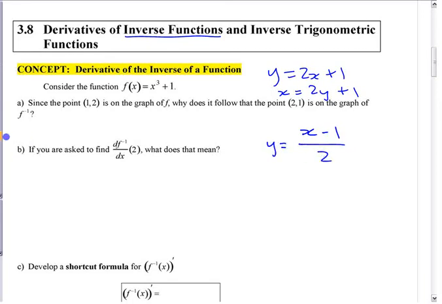This one says take a number, multiply it by 2, and then add 1, right? This one undoes that. Subtract 1, then divide by 2. Just the opposite operations, right?